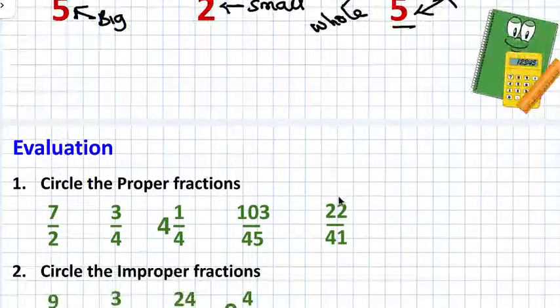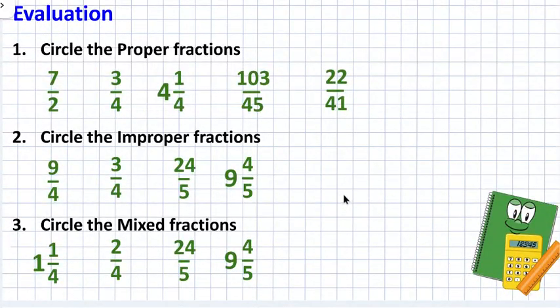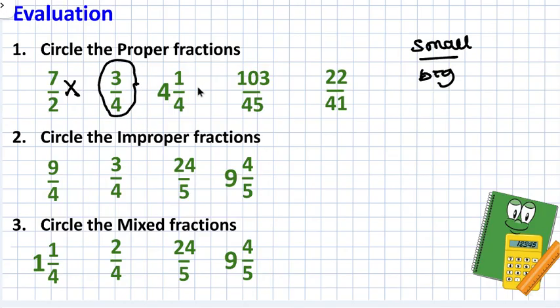So let's look at this exercise. Let's try and identify the different types of fraction. Number 1 says we should circle out the proper fraction. Remember, in a proper fraction, we have a small numerator and a big denominator. So that means the small number is up and the big number is down. So if you look at this, this is not a proper fraction. Okay, this is a proper fraction. This is a mixed fraction. It's not a proper fraction. This is not a proper fraction, while this is a proper fraction.